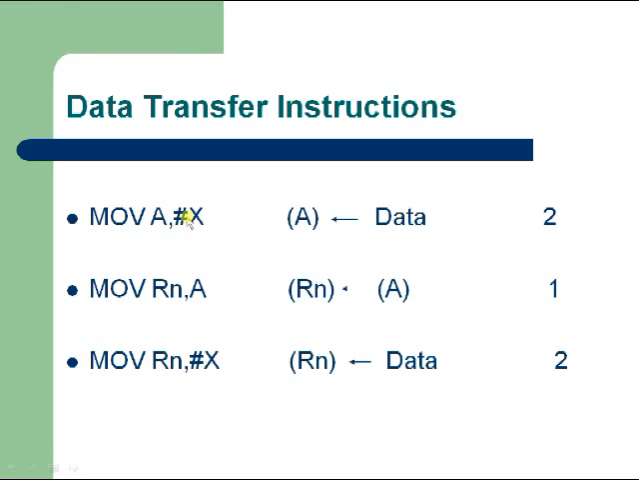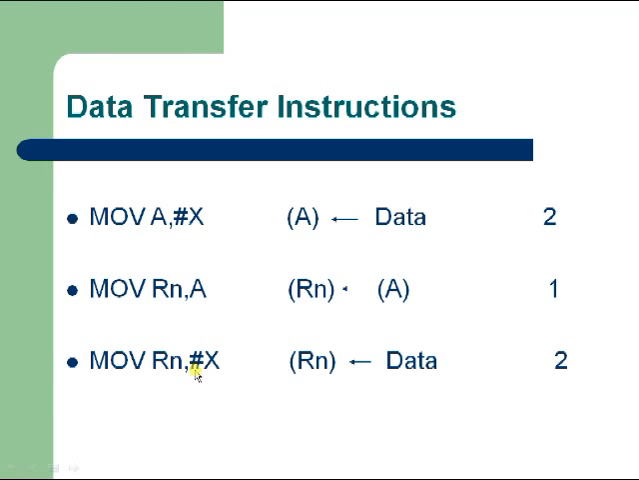MOV A, #x. Here x is a data value, and as we are using a # before x, it is considered a data value, and that value is copied into the A register. And MOV Rn, A. As I told you, Rn is any register from R0 to R7, therefore the contents of A get copied into the specified Rn register.